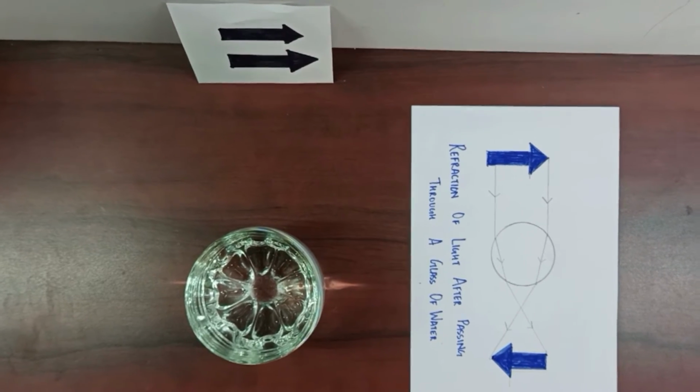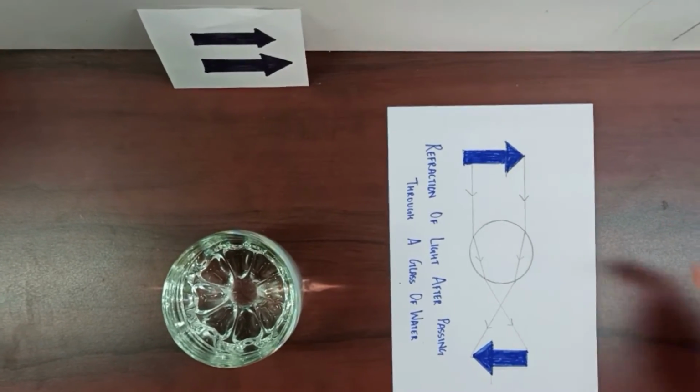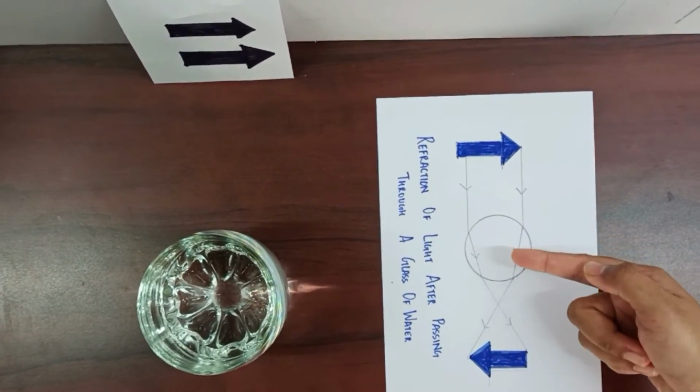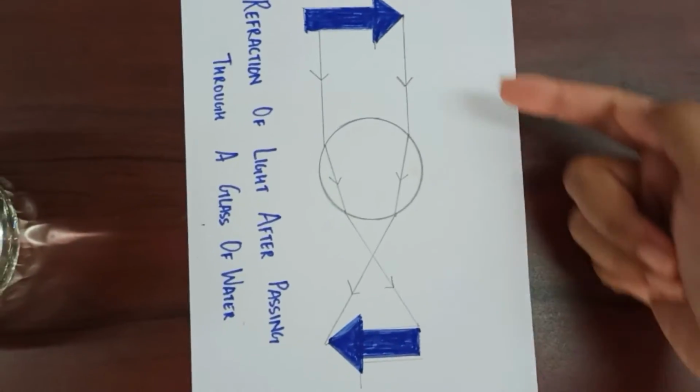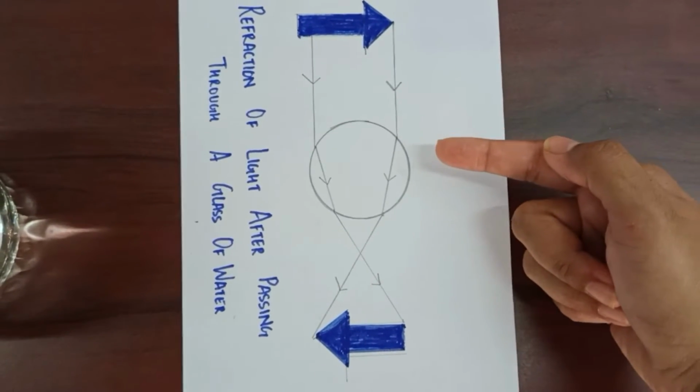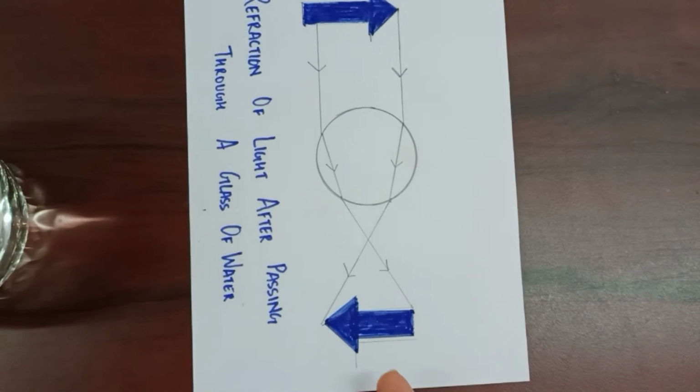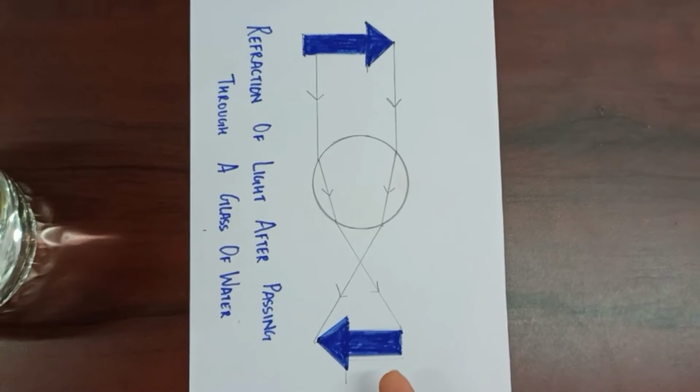So to understand what happened, let's look at this image. These are the arrows and this is the glass of water. So what happened was, when light passes through air into the glass of water, it bends due to refraction. And hence, when we view from this side, we can see the inverted arrow.